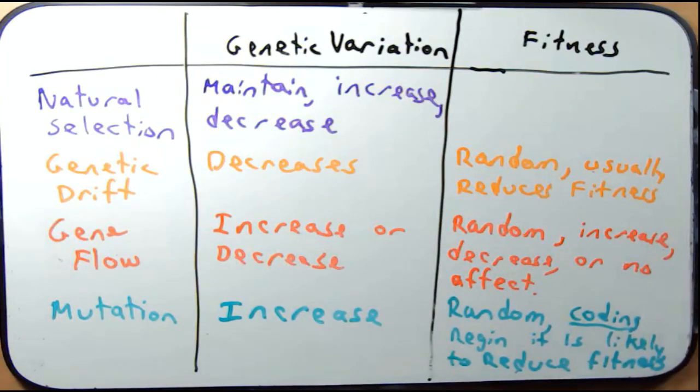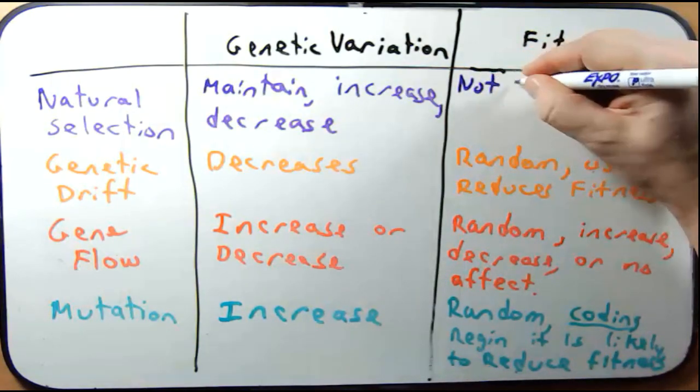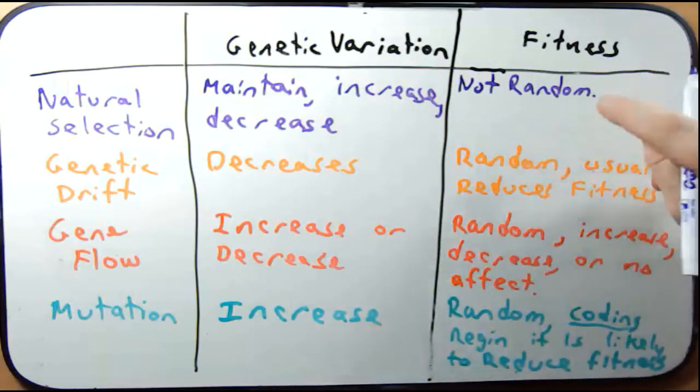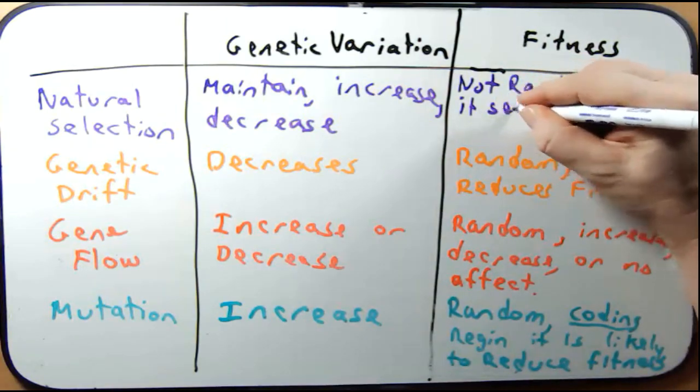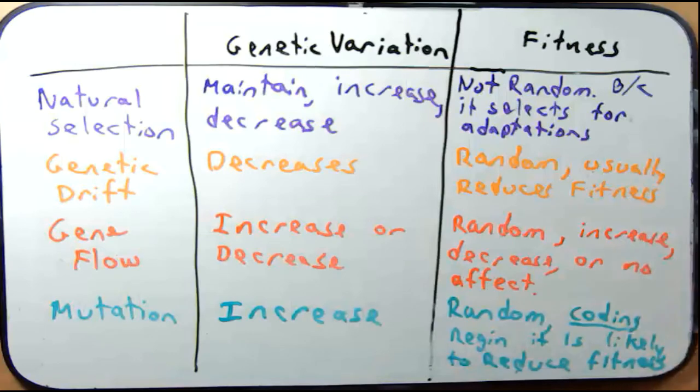Let's go back up here to natural selection. And this is the only one that is not random. Remember, when we talked about natural selection, we said there's a reason certain alleles are selected because they provide some sort of adaptation. So it's not random because it selects for adaptations. If it was random, sometimes you would select for adaptations and sometimes you wouldn't. But natural selection selects for adaptations. It's the only one that selects for adaptations, and it's the only one that's not random.